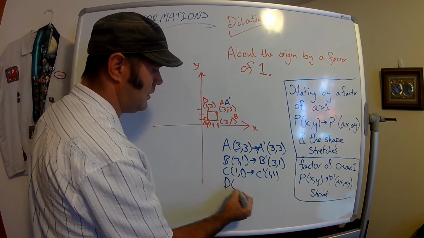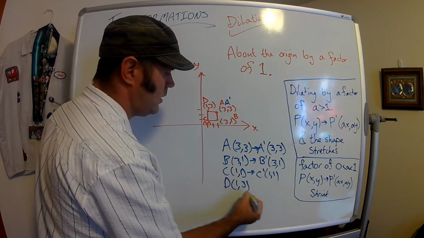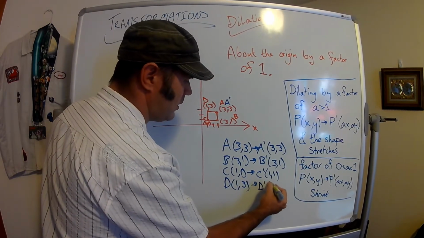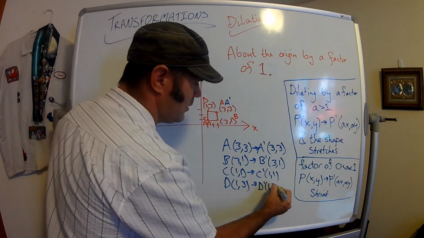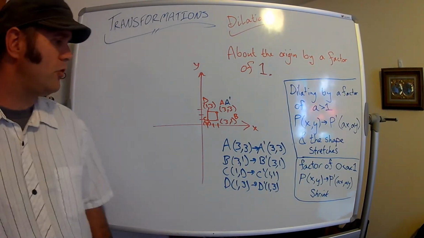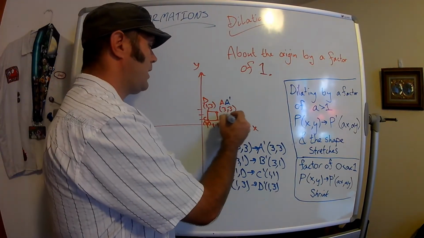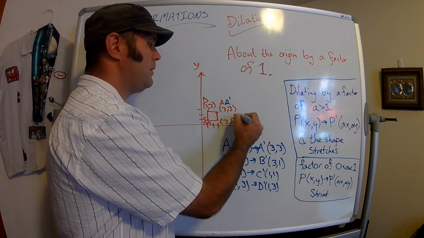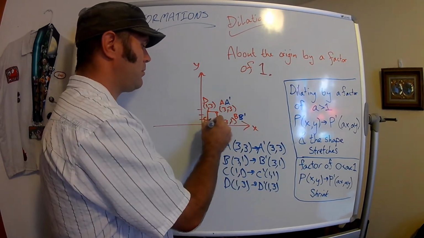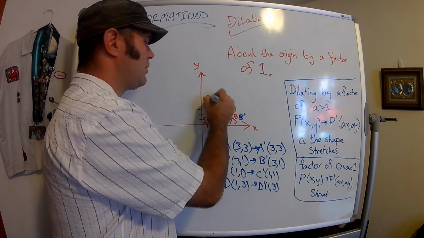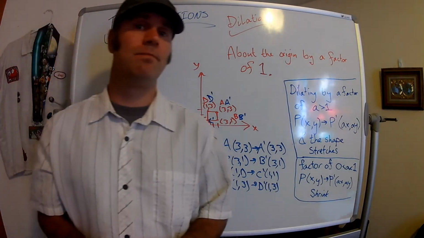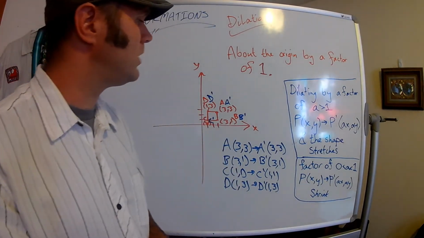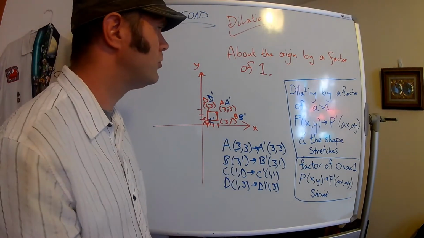And then D, same thing, 1, 3. 1 times 1 is 1, and 3 times 1 is 3. So no change in any of these. A prime is A, B prime is B, C prime is C, and D prime is D. So no change. So we could write this rule down. It's kind of a boring rule, but it's true.